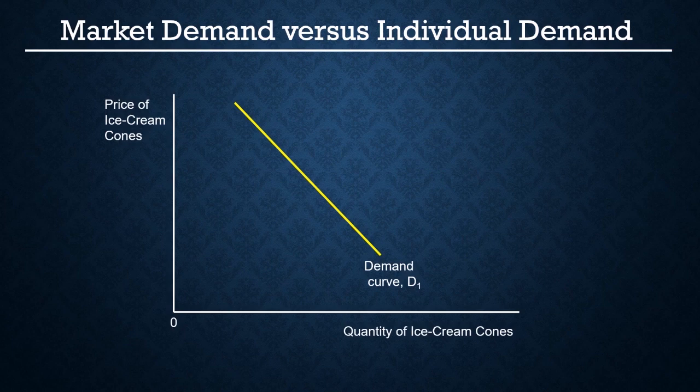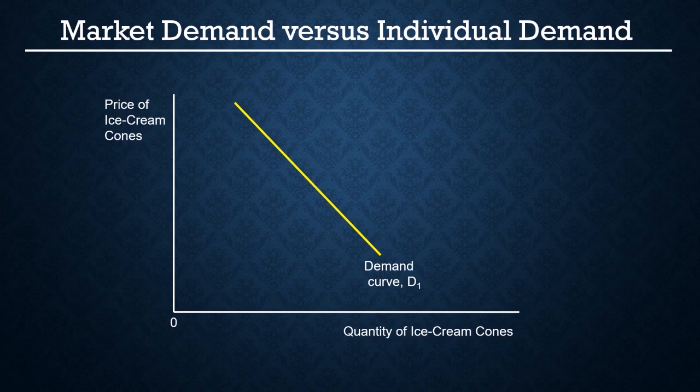By shifting, that is to say, moving the demand curve to the left or to the right, we can show any change that increases the quantity demanded at every price and any change that decreases the quantity demanded at every price. The demand curve shifts to the left or to the right.